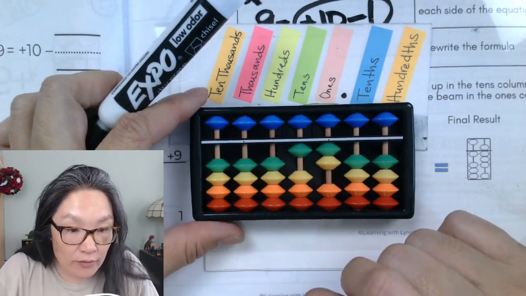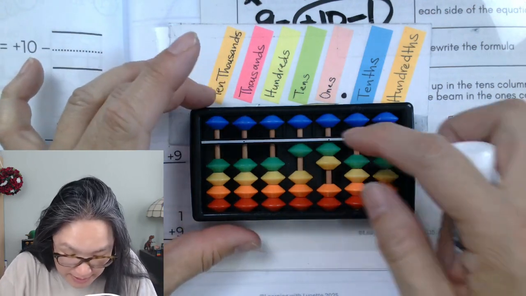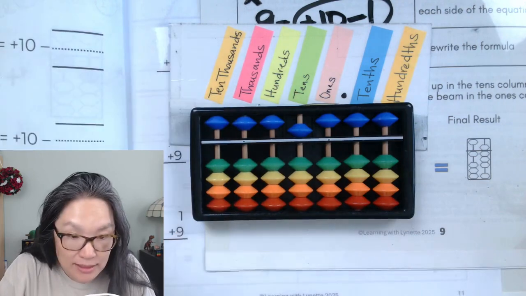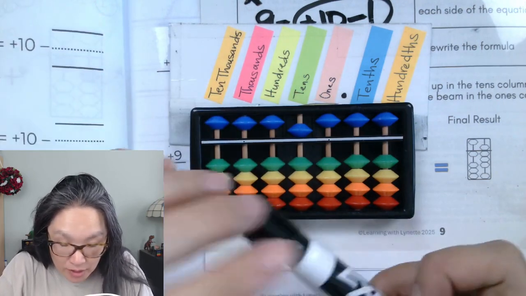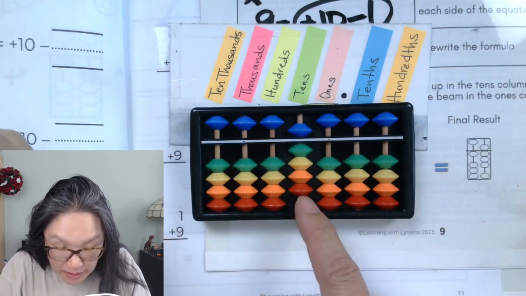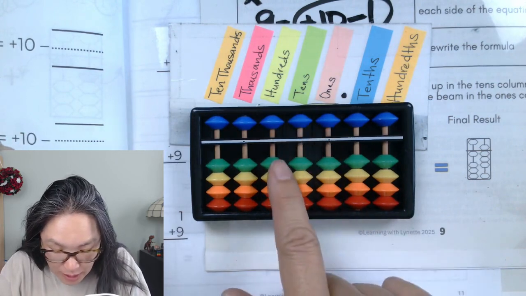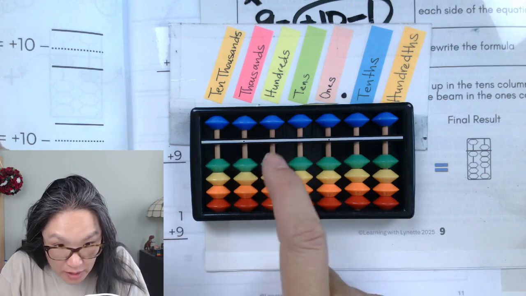So is the blue bead in the tens place worth 50? Yes, exactly. So if I did this, this would be 50. When I have this, it would be 60, 70, 80, 90. I can count by tens. Now what I can do is I can count by hundreds. Every column, right?